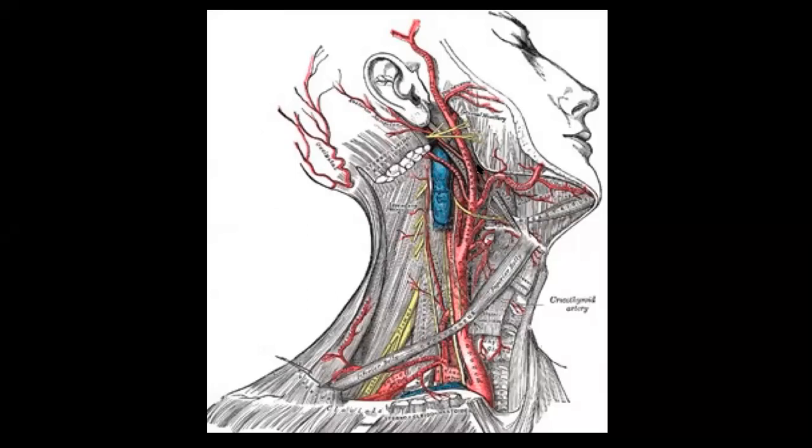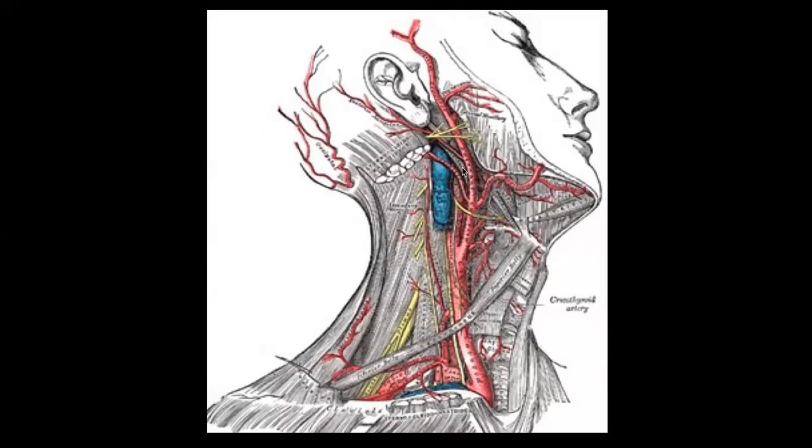What are the 6 arteries? Once again I am repeating. Superior thyroid, lingual, facial, ascending pharyngeal, which I cannot show you here, occipital, and posterior auricular. So these are the 6 branches in the neck region.